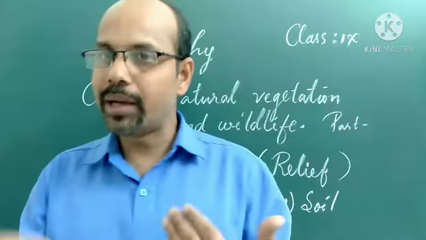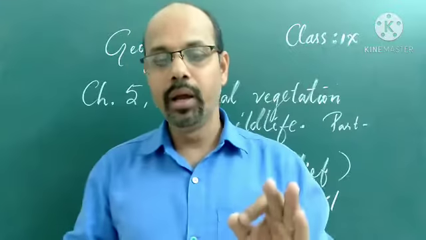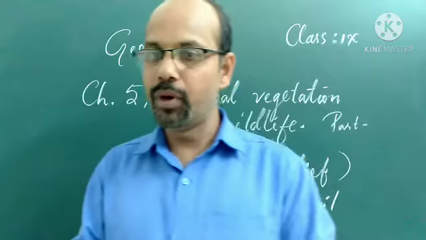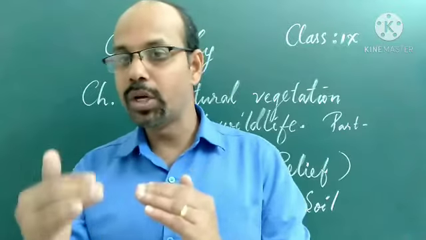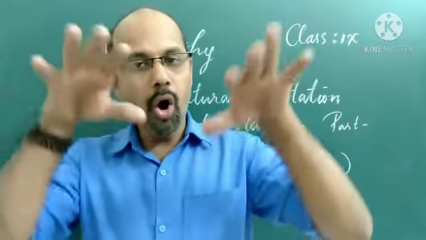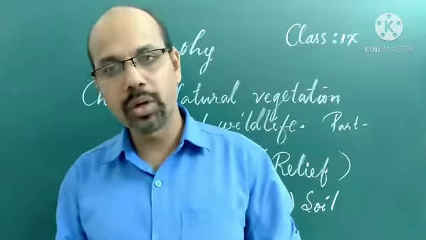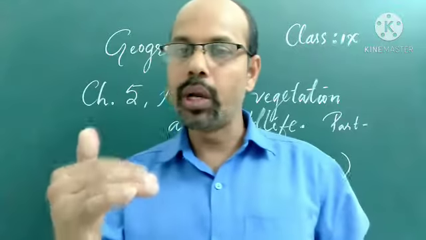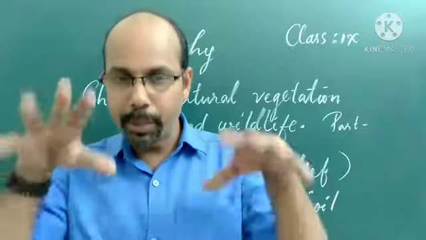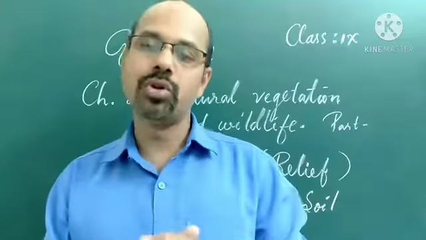Another important factor is soil. We know that very different varieties of soils are found in different parts of the world. Different types of soils provide the basis for different types of vegetation. So all types of plants cannot be grown in all types of soil. Depending upon the soil, plant growth is also different. So depending upon the plants growing, animals also differ.